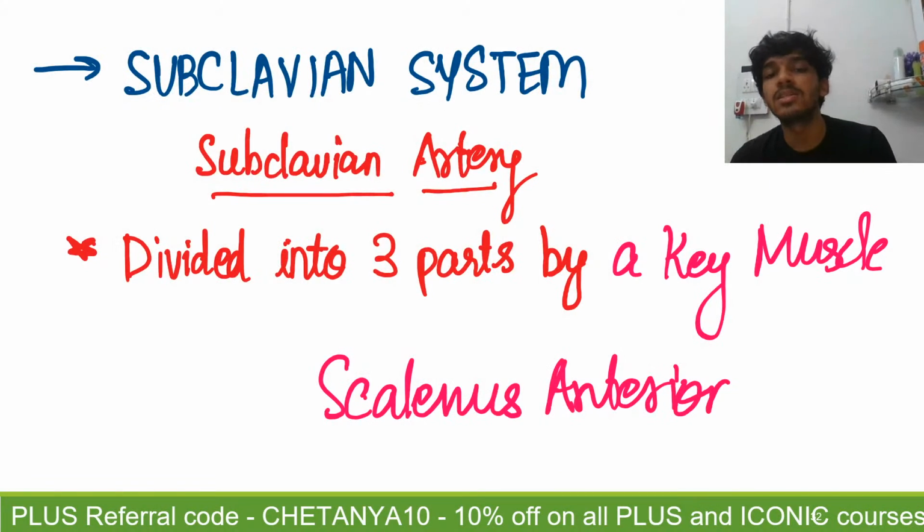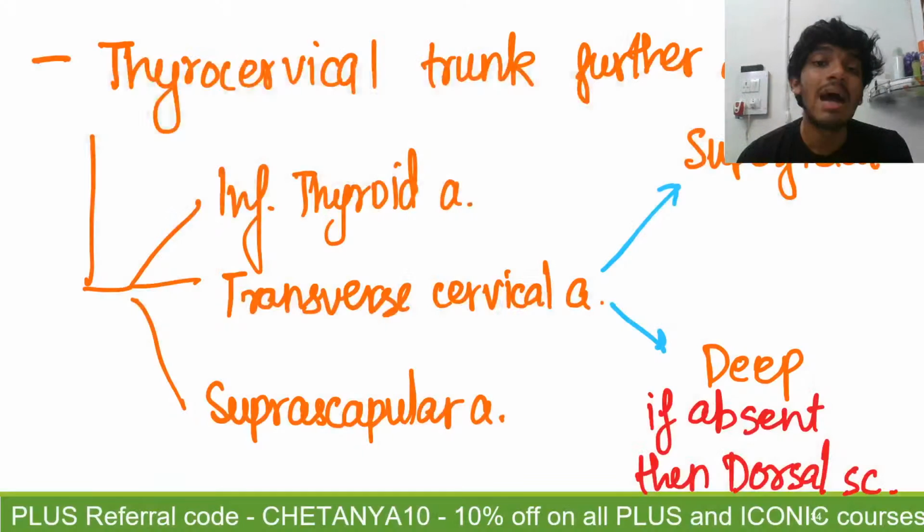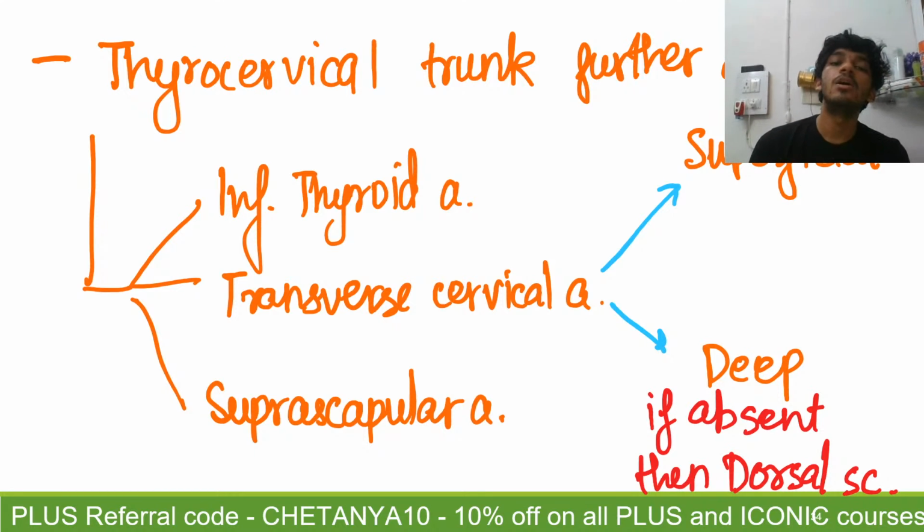Then we come to the subclavian system. The subclavian artery is divided into three parts by the muscle scalenus anterior. The mnemonic is Vit C, D. VIT is vertebral artery, internal thoracic artery, thyrocervical trunk. The thyrocervical trunk has three arteries further: SIT, special investigation team. Suprascapular artery, inferior thyroid artery, and transverse cervical artery.